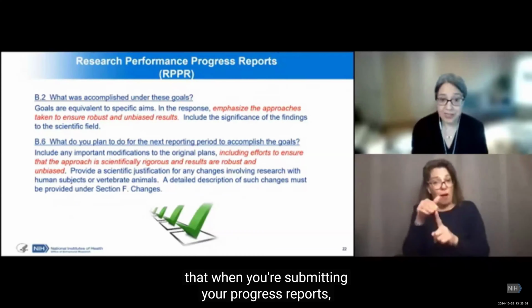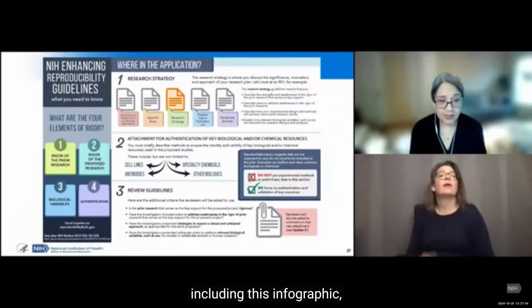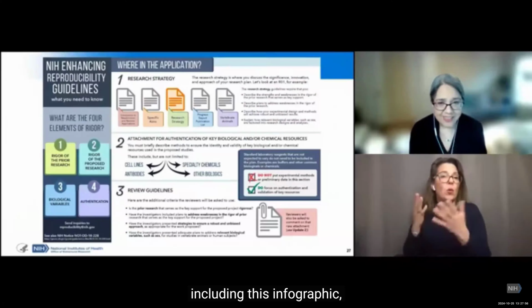Okay, and this is our extramural website on enhancing reproducibility through rigor and transparency. You'll find a lot of resources here. So if I were to scroll down, you would see the guidance. You would see the resources here, which include the scientific rigor examples, resources and tools for rigorous experimental design, authentication plan examples, and more. And the training is here as well, and then notices. There are some of the items you can find here, including this infographic.